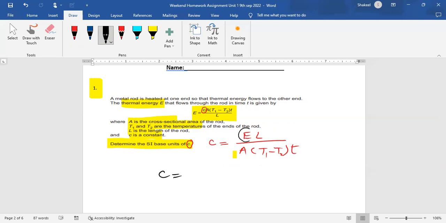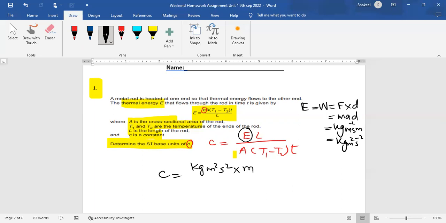E is the energy, and you know energy's unit is kilogram meter square per second square. This is the most common thing. Energy is equal to work done, which is equal to F into D. And you know F is MA, MAD. And when you plug in all the units for this, it will be kilogram m^2 s^-2. Okay, then what is L? L is the length of the rod, so it is in meters.